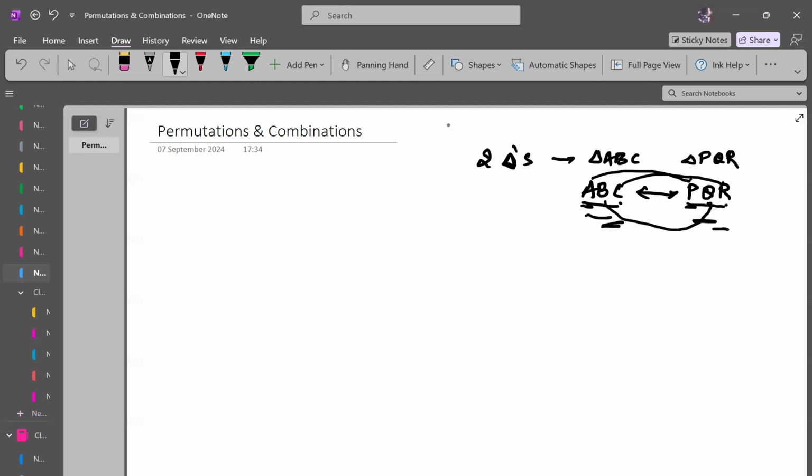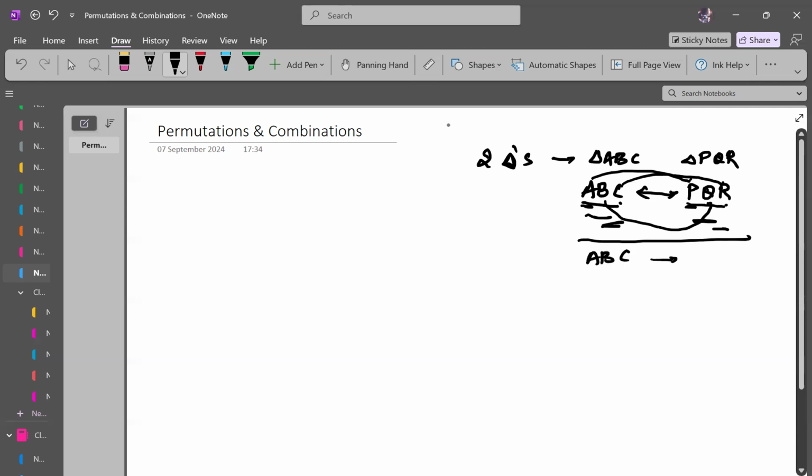3 factorial. Sorry, is it 3 factorial? It is 3 factorial. Now, if I write it manually, I could start with the first one as ABC corresponding to PQR. This is my way of writing it, okay?